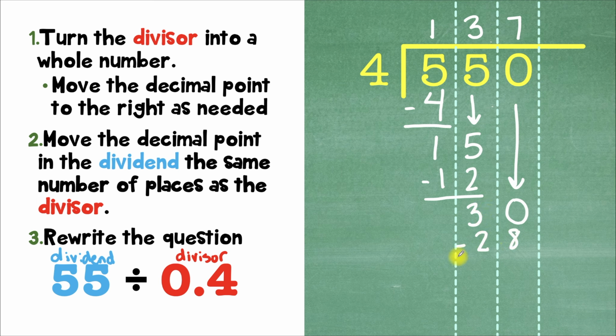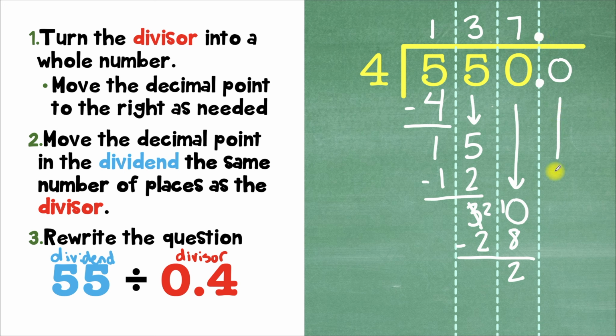I'll subtract that. I can't do 0 minus 8, so I'll borrow from this 3, make it a 2, and make this a 10. 10 minus 8 is 2. Now we have a bit of a problem. We have something left over. When that happens, you have to make sure you place a decimal and annex a 0. And because we placed a decimal point here, we have to put it up top in our answer as well.